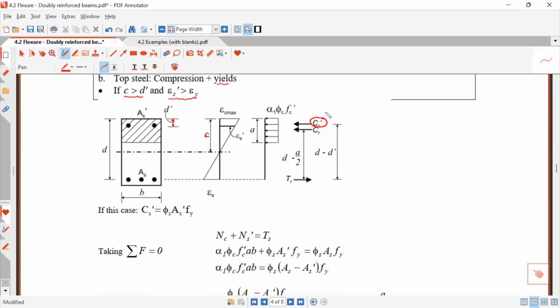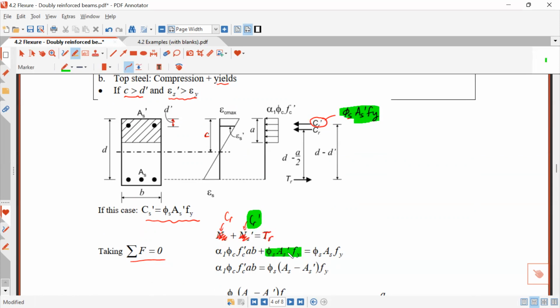So this CR prime is just going to be equal to phi S AS prime fy. And so this is the new force that we have in here. So it's the same force balance principle. The only thing is you add this CR prime, right? So this should be CR prime. This is CR, just to stick with the notation there. And this is TR. Okay, so this is the new thing that we're going to add, this force here.